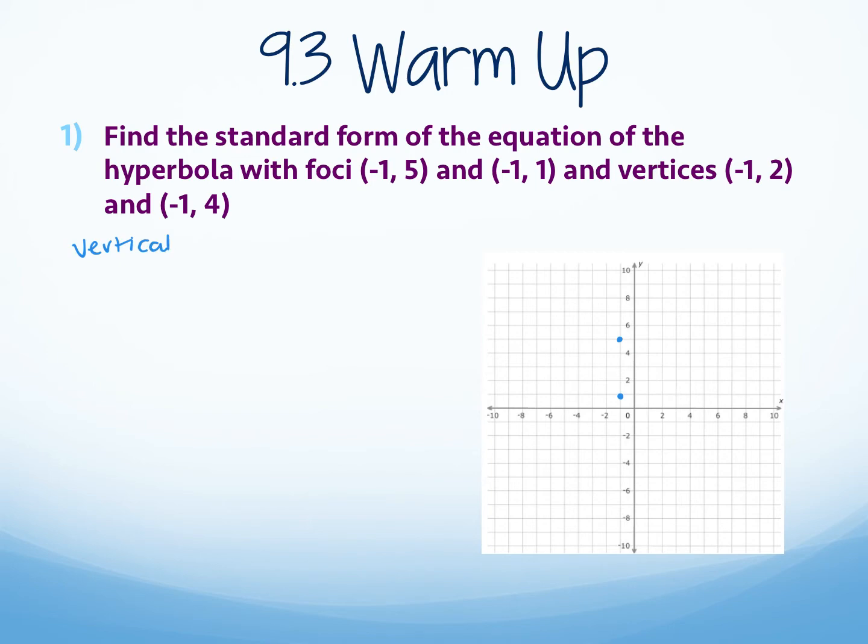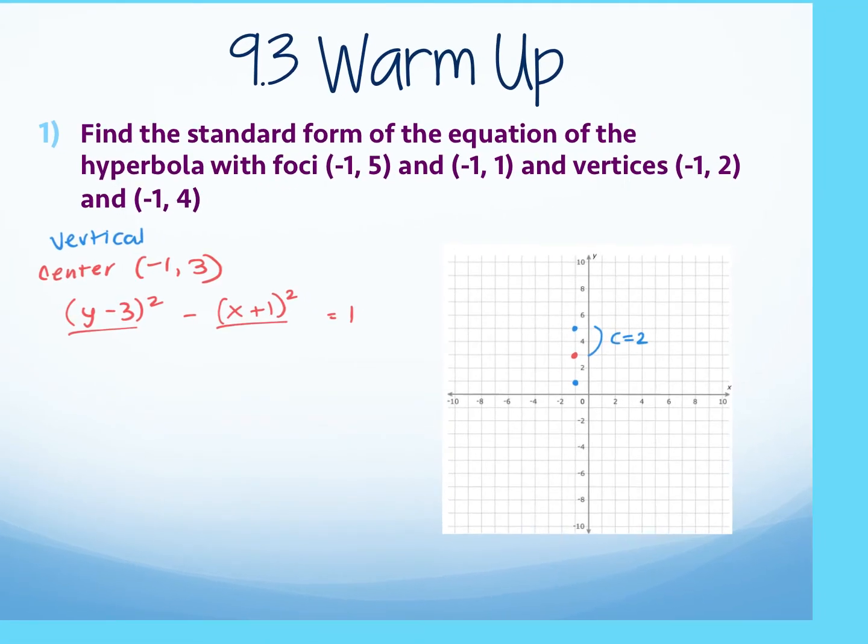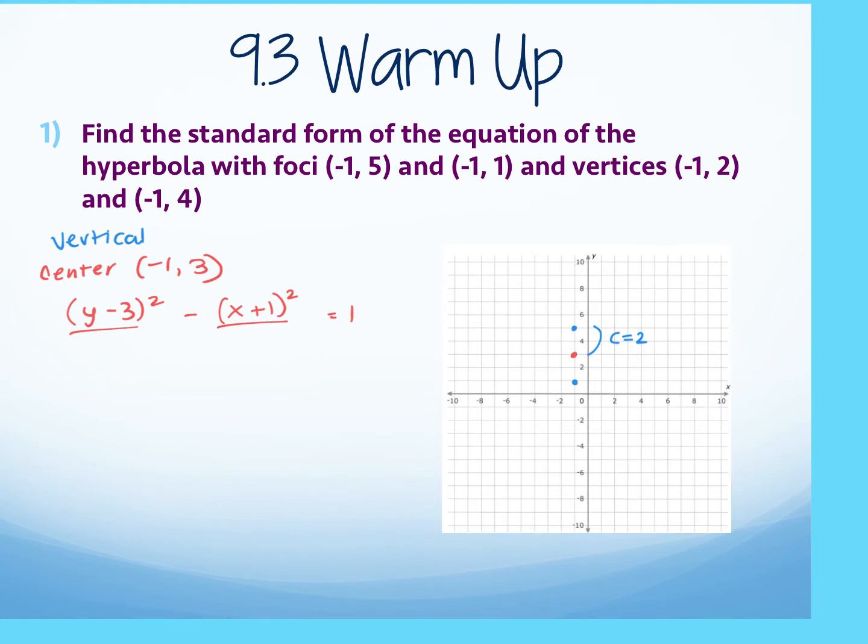It also lets me get my center, right? The halfway point between these two, which is (-1, 3). So I already know it's (y - 3)² - (x + 1)² = 1. Then I have to find my a and my b and my c. So the fact that I have the foci tells me c is 2.